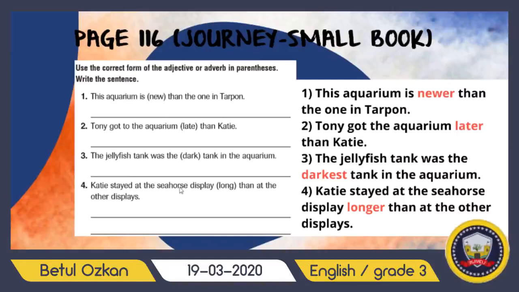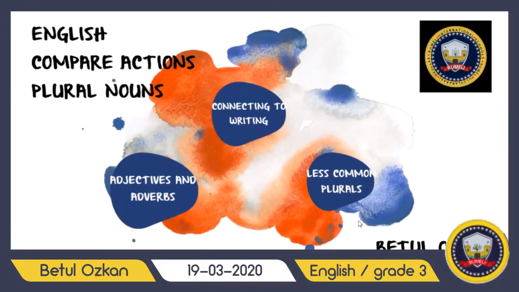If you are ready, let's read the fourth sentence together. Katie stayed at the seahorse display long than at the other displays. So it says "than" here. If I see "than" here, it means I compare two things here. So I need to add just -er at the end of my adjective. It will be Katie stayed at the seahorse display longer than at the other displays. So I'll put longer. Good job.